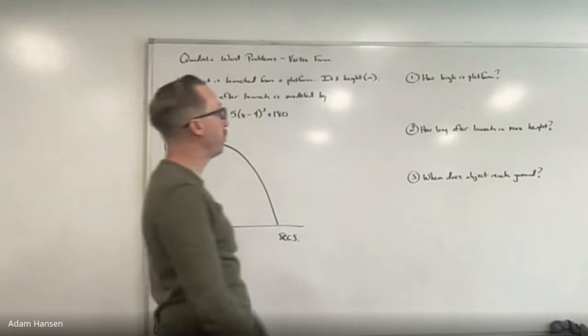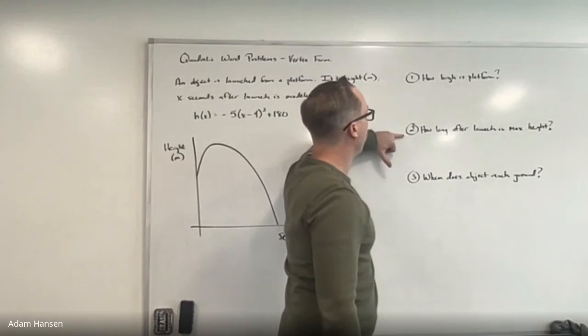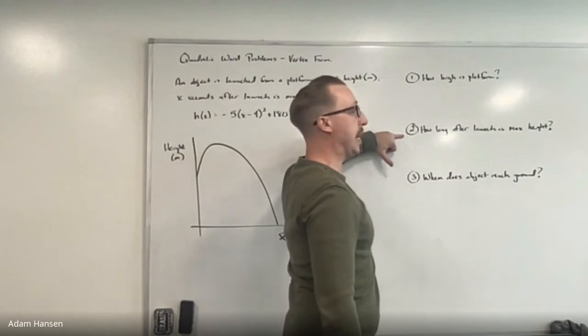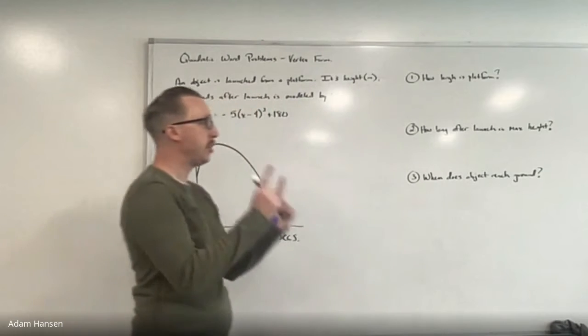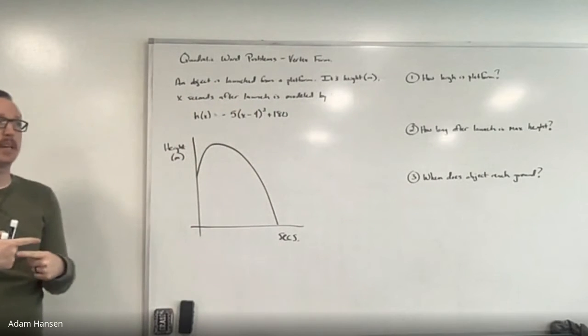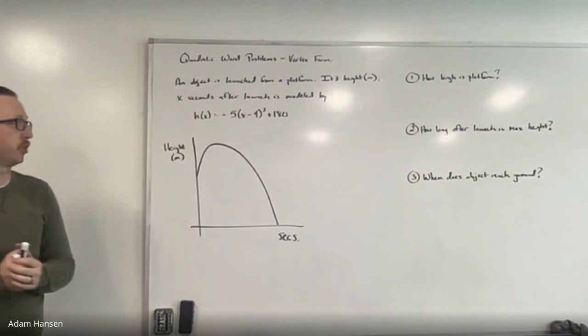Okay, let's ask a few questions here. How high is the platform? How long after launch is the maximum height of the object? And when does it reach the ground? I think these questions are best understood by thinking about what is it really asking me to find? What point on the parabola is that referring to?